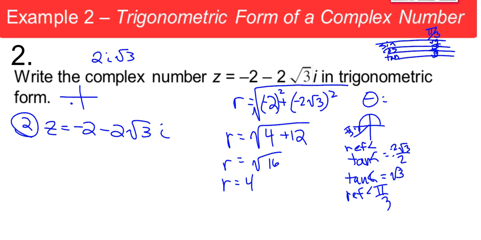So what's our actual angle theta? I have to go pi plus pi over 3, so 4 pi over 3. So 3 pi over 3 plus pi over 3 is 4 pi over 3. Now I found r and theta, but I still have to write it in complex form. So how do you write the answer then?